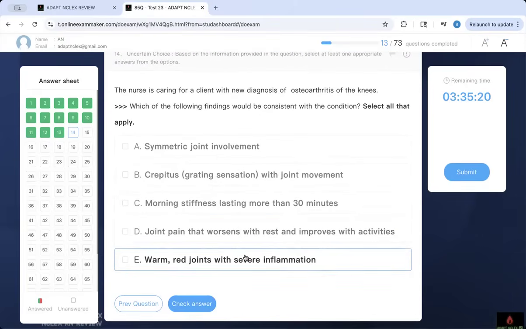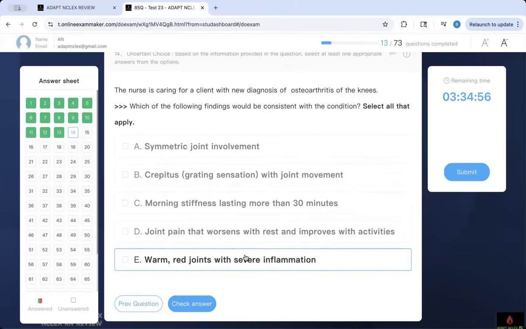And next is caring for a client with a new diagnosis of osteoarthritis of the knee, osteoarthritis, right? Which of the following findings would be consistent with the condition? This is like a physiological adaptation question. These are key questions you should be able to answer because this is a big area. Select or apply. It's musculoskeletal, like I said, under physiological adaptation.